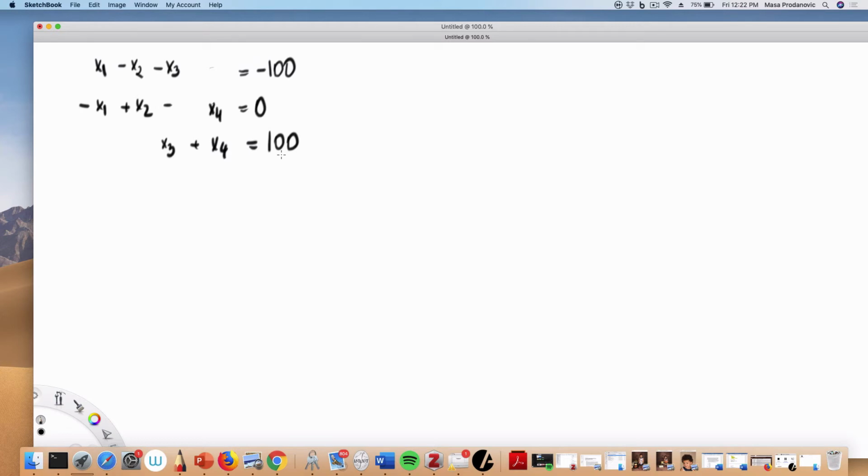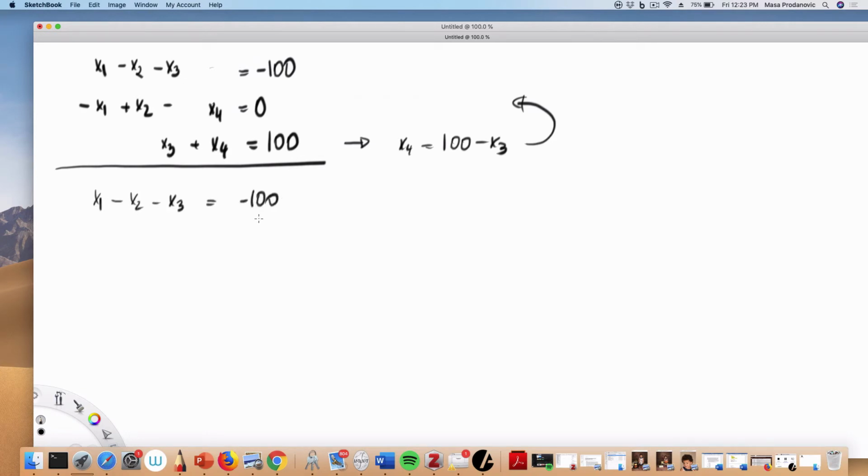Let's solve this. I could put it in the set of equations, or I can just go through, so I can actually see. I will start from the back: my x4 is 100 minus x3. I'm going to put it in the equation here, and then I'm going to have still repeated the first one, minus 100, and then minus x1 plus x2, minus 100 plus x3, correct, is equal to 0.